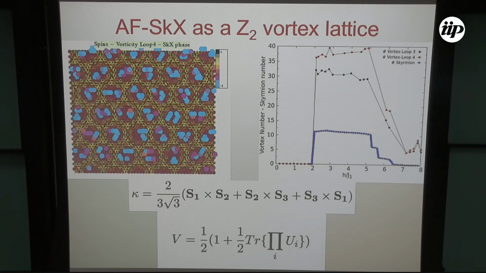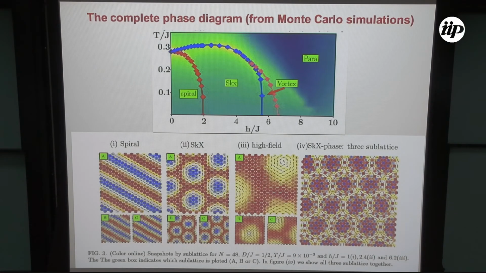And this is the number of vortices as a function of the magnetic field. So let me show you the phase diagram from Monte Carlo simulation. This is temperature, and this is magnetic field, with a Dzyaloshinskii-Moriya term. What we observe here are three phases, or maybe four, that we are still trying to characterize. One is a clear spiral phase on top of some anti-ferromagnetic background. So these are the three sublattices, and you see a spiral on top of this 120-degree structure.